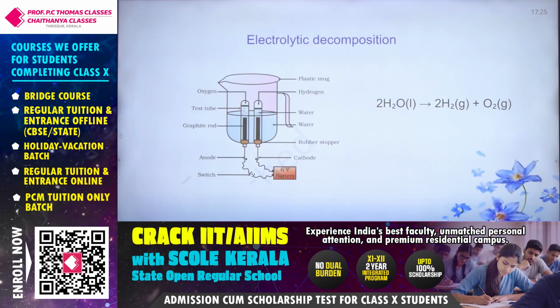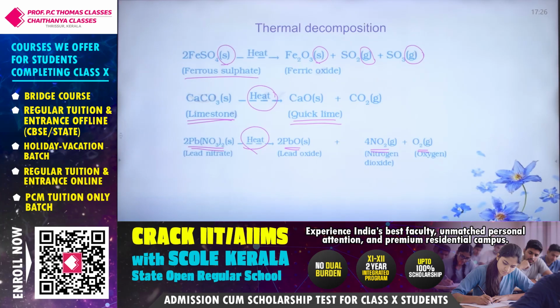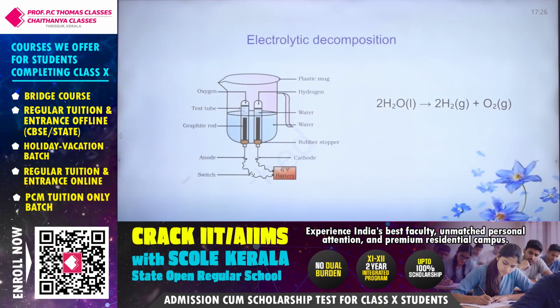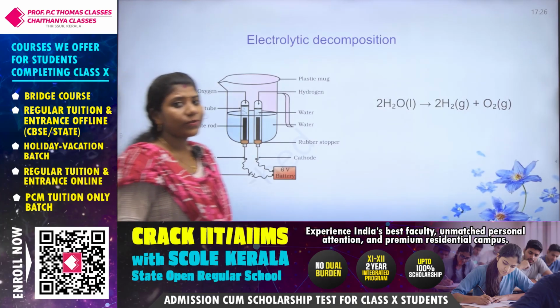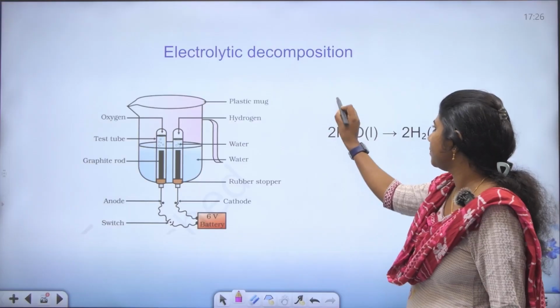Okay. So decomposition reaction is classified into three types: thermal decomposition reaction, electrolytic decomposition reaction, photochemical decomposition reaction. Thermal decomposition reaction uses heat energy. Next one is electrolytic decomposition reaction. Electrolytic decomposition reaction uses electricity. Example, electrolysis of water.